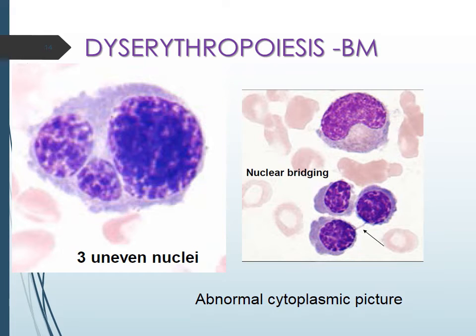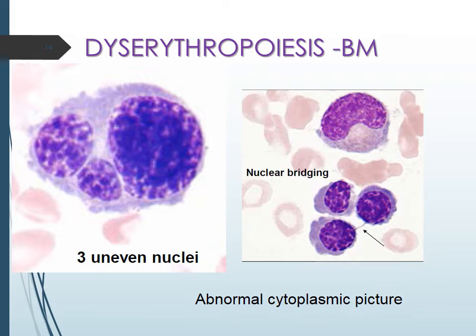Abnormal cytoplasmic features would show the basophilic stippling that you saw in an earlier slide. Heterogeneous staining. Ringed sideroblast is a common finding here. The megaloblastoid cellular development in the presence of normal vitamin B12 and folic acid is an indication of MDS.